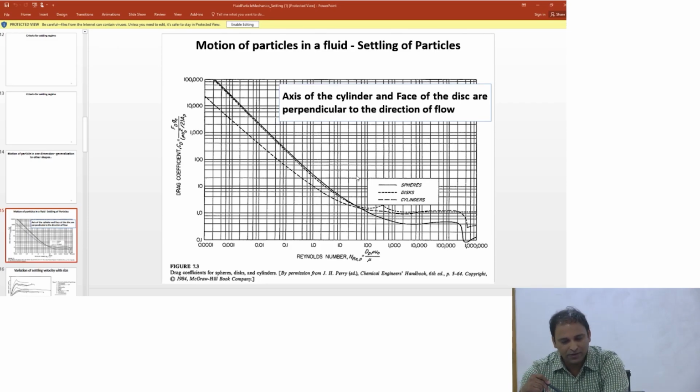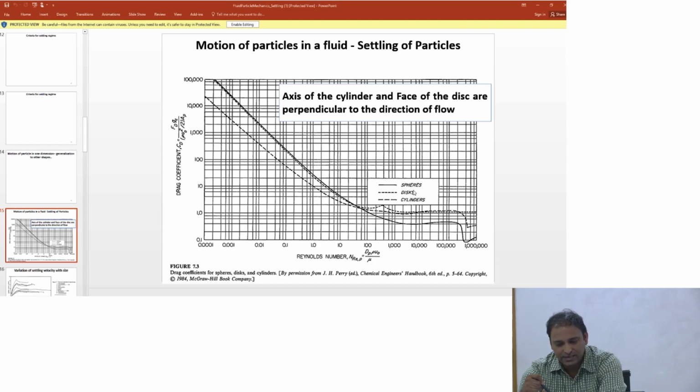Okay, there's one plot for cylinders. For the spherical particles, it's a continuous line, right? The continuous line is for the spherical particles, which we just saw, with the two limiting cases of CD being 0.44 or CD being 24 by Reynolds number. And the other two are for particles of different shapes.